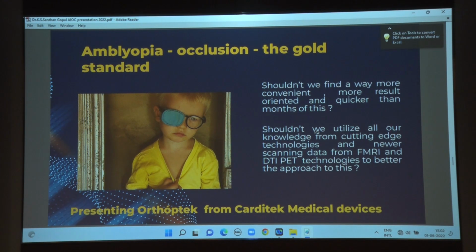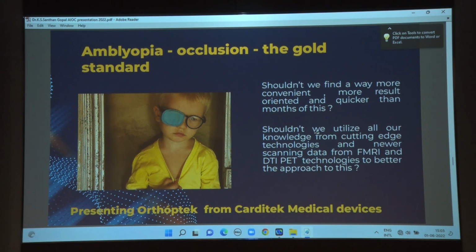What I am presenting here is what is called Orthoptech from Carditech Medical Devices. We have designed an instrument which utilizes the so-called top-down impulses coming down from the parietal lobe to the occipital lobe level 4C beta. That stimulates the fast forwarding of impulses from 4C beta to the inferotemporal cortex for rapid analysis of the image. As I told you, occipital cortex V1 is only a forwarding center. It does not do any analysis of the image. But the attention center in the parietal lobe, in turn, sends impulses down to the occipital cortex V1 layer 4C beta, where P cells come.